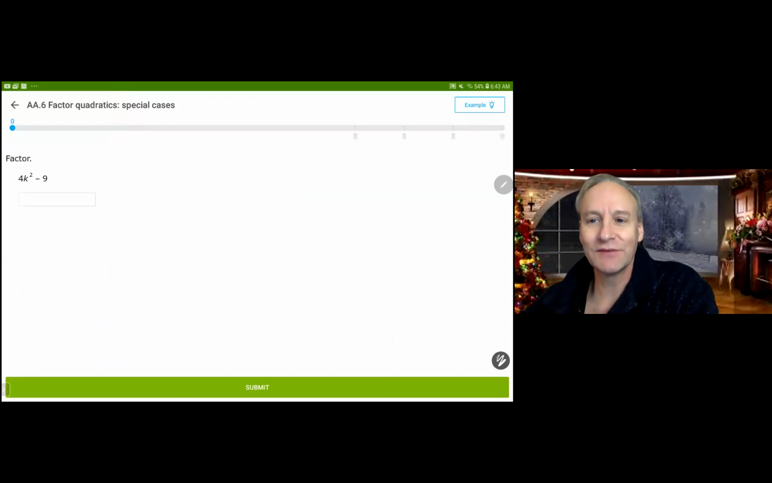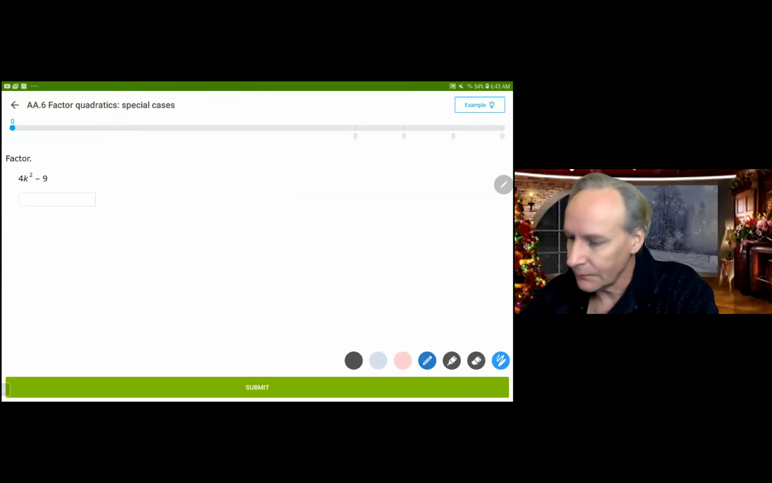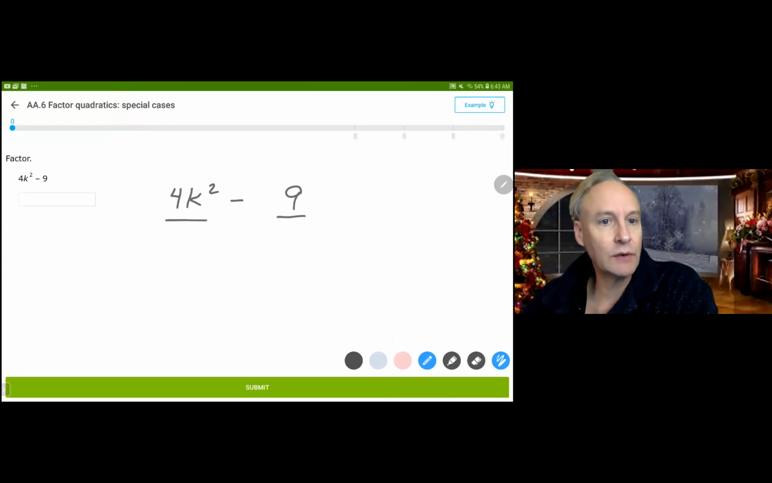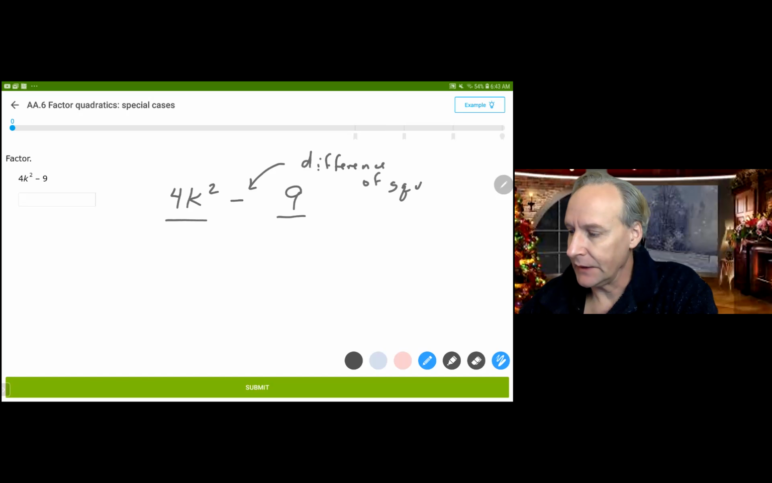Yep, difference of squares. That's what we call this thing because 4k squared is a perfect square, and 9 is a perfect square. And because this is a subtraction, we call this a difference of squares. And the thing about it is that our middle term is 0, so it has to be canceled out.